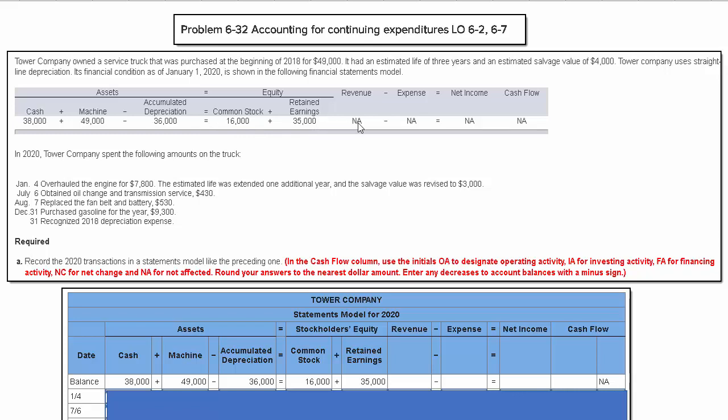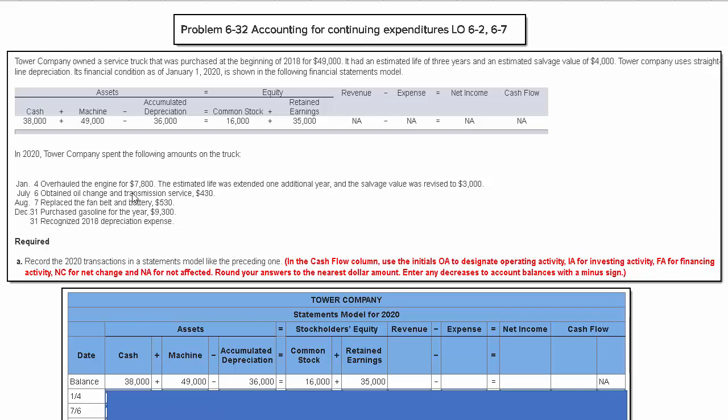Okay, now, since it's the beginning of the year, there's no revenue or expenses, right? No impact on income, no impact on cash flow. And then we're asked to evaluate these 4 or 5 transactions, or expenditures that they spent on the truck. Actually, that's the kind of expenditures they had.